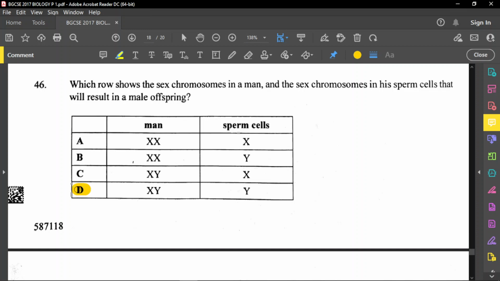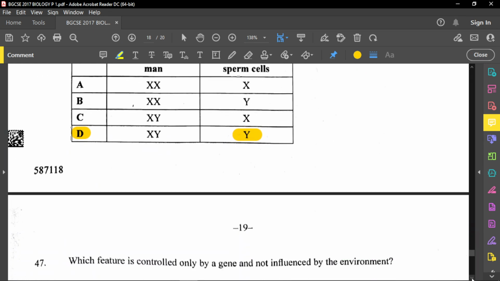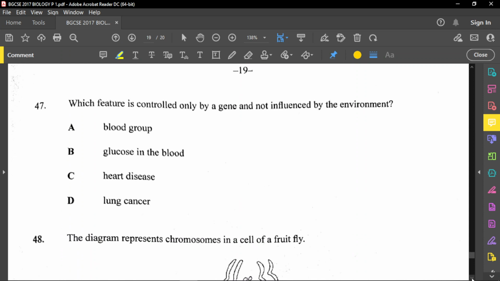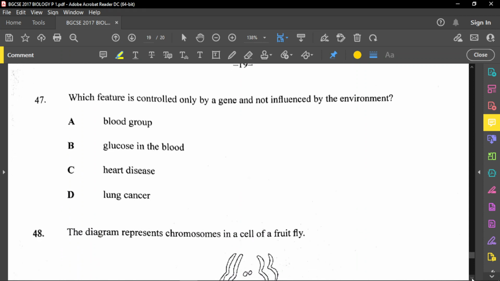All right? So if you have two X's, female. So what contributes to becoming a male for sure is the Y. The Y chromosome determines if you are a male. All right? Yeah, so that is the male part of you, the Y chromosome.